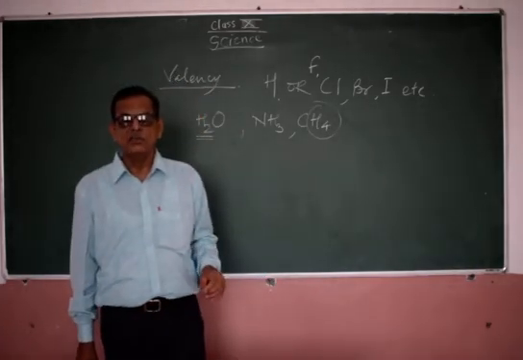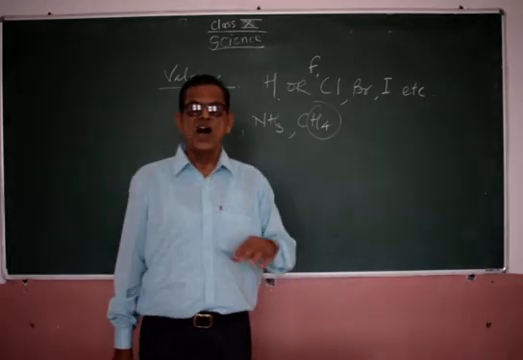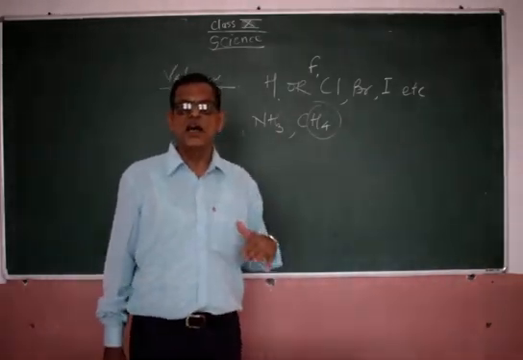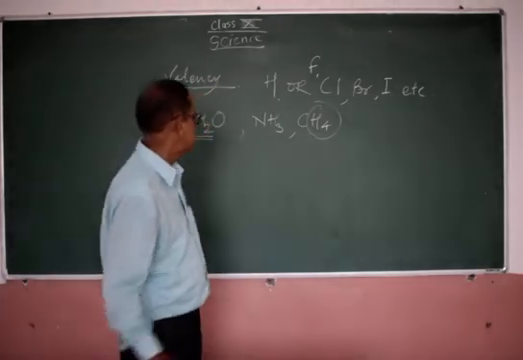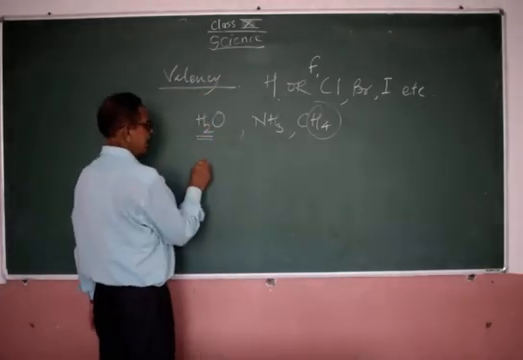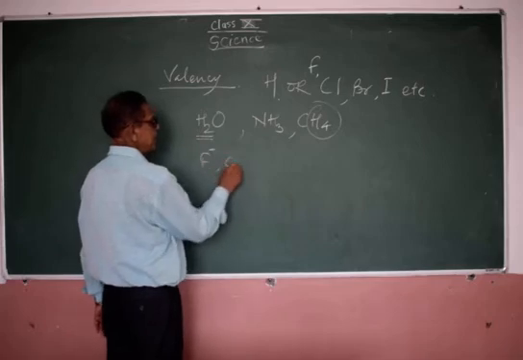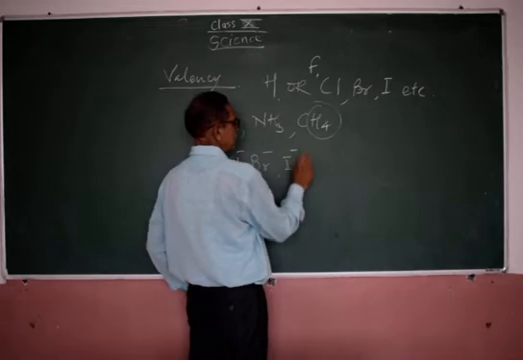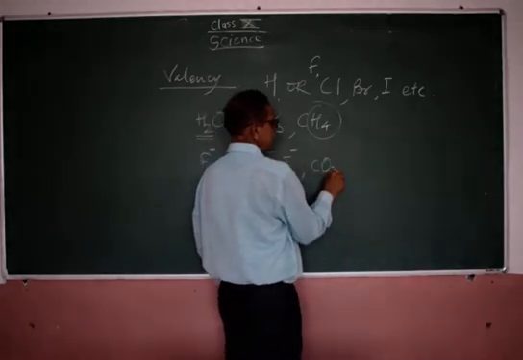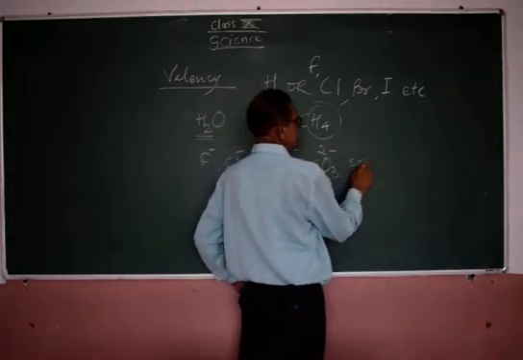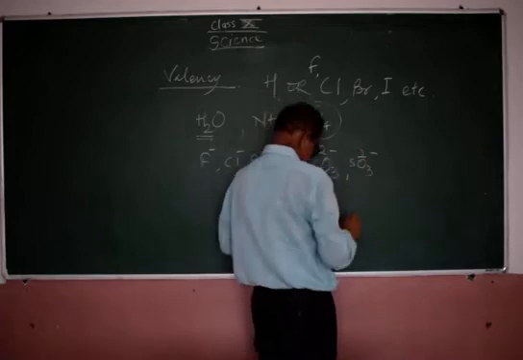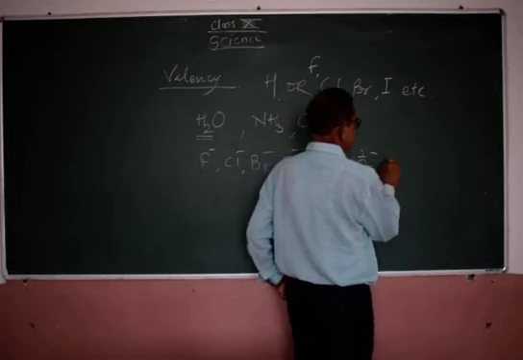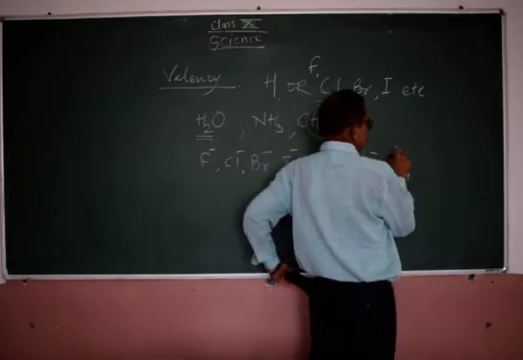Similarly, valency can also be defined as the charge present on the ion. The charge present on the ion is also accounted as the valency. For example, F negative, Cl negative, Br negative, I negative, then CO3 2 negative, SO3 2 negative, SO4 2 negative.